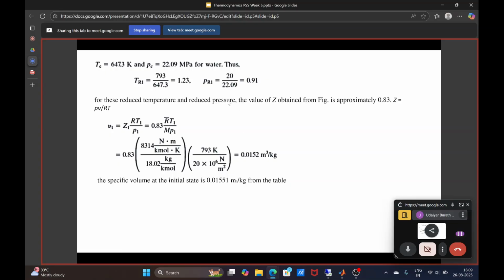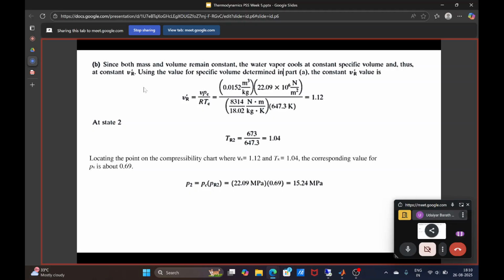So for this condition of pressure and temperature, if you find from the steam table, it comes out to be 0.01551, which is pretty close. So next is the second state. For that, the similar approach.